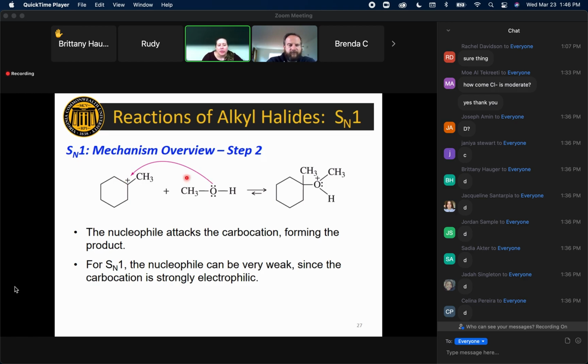When we do that, we're going to create a new bond between our carbocation and our lone pair of electrons. So you can see the arrow again is showing what's happening with the electrons. They're moving from here, a lone pair on the oxygen, to become a new bond with that carbon atom that used to hold the carbocation.